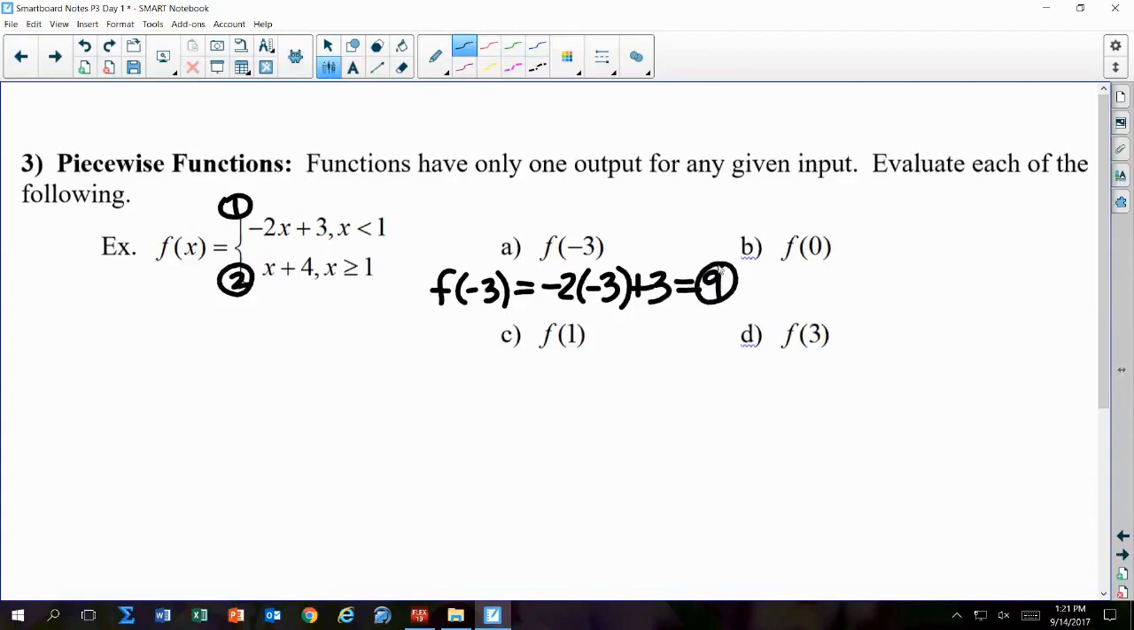What about f of 0? Would I plug that into option 1 or option 2? What do you think? Anna, what do you think? Is 0 less than 1 or greater than or equal to 1? Less than 1. So I'm going to plug it into option 1. Yep, plug that into option 1. F of 0 is going to be negative 2 times 0 plus 3. So I just end up with 3.